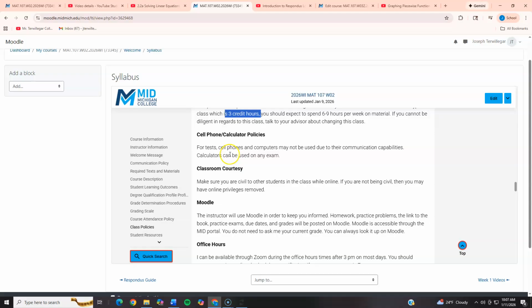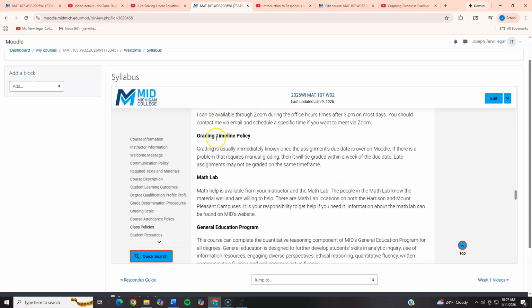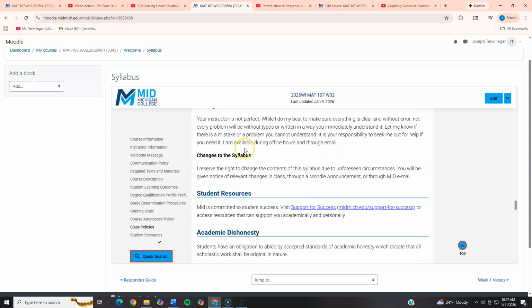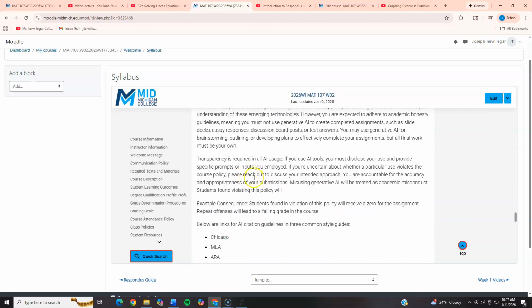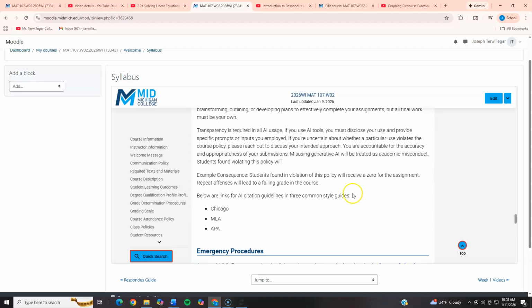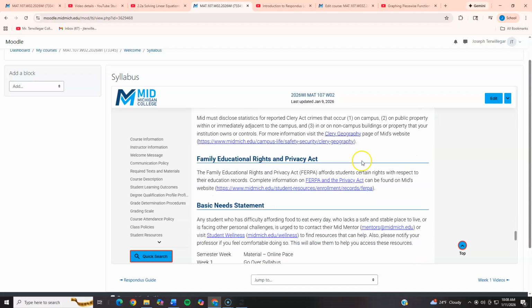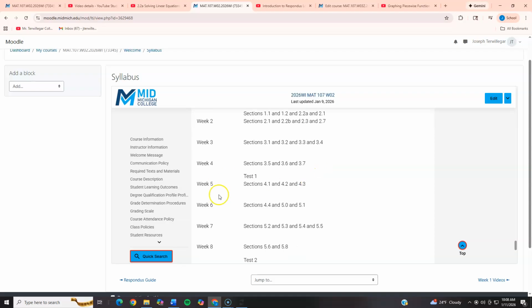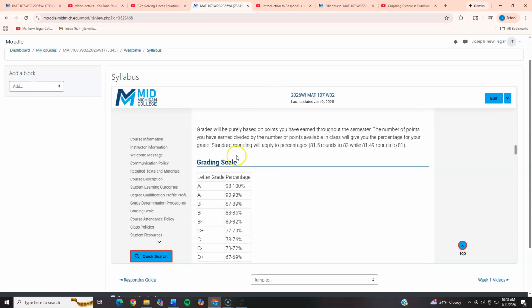Cell phones, don't use them during tests. Be nice to people. Use Moodle. Zoom. Grading, we talked about. Math Lab. Be honest. If I change the syllabus, I will let you know. AI, guys, I'll be honest. Using AI to help check your math or get extra examples is fine. Just don't use it on the exam. Use it as a learning tool, not as a crutch. And all this schedule is tentative. I'm going to show you what the better schedule is going to be, okay?